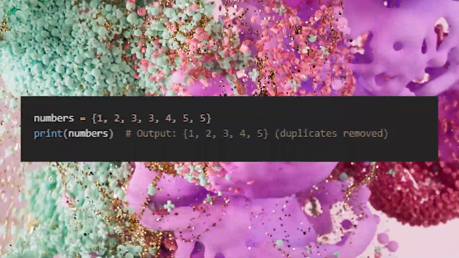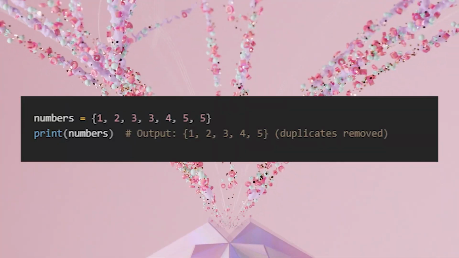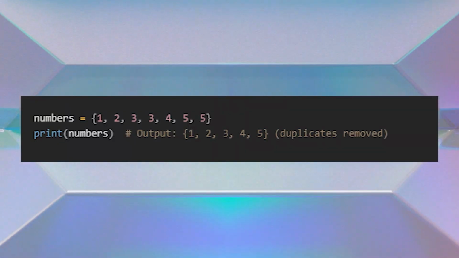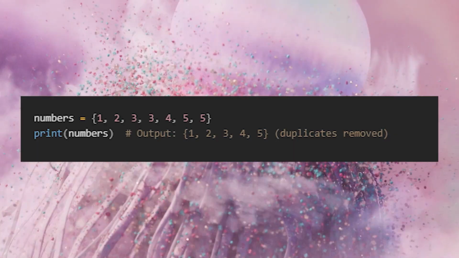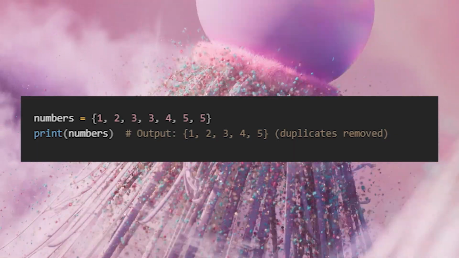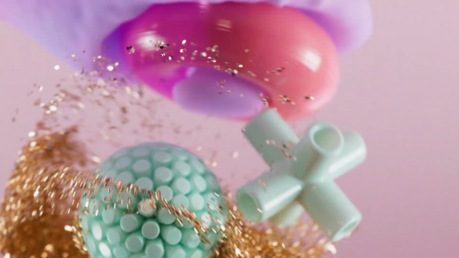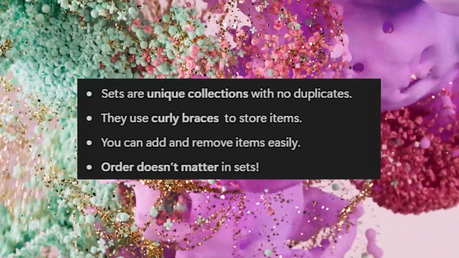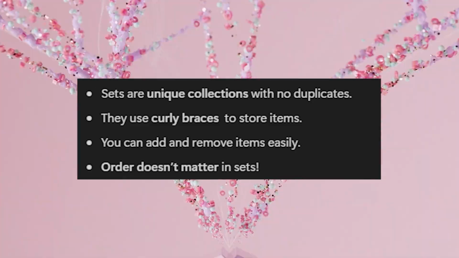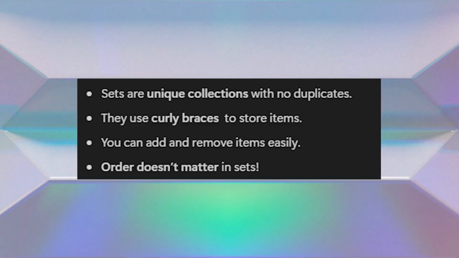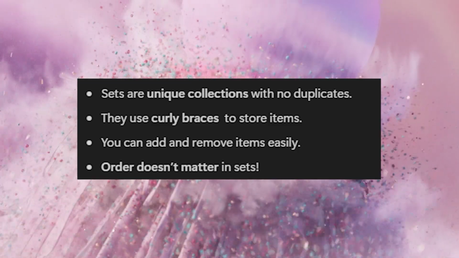One of the most powerful things about sets is that they automatically remove duplicates. For example, even if the list contains a lot of duplicates, once converted to a set, it will remove all of them and print each different item once. So, to summarize, sets are unique collections with no duplicates. They use curly braces to store items. You can add and remove items easily. Order doesn't matter in sets.